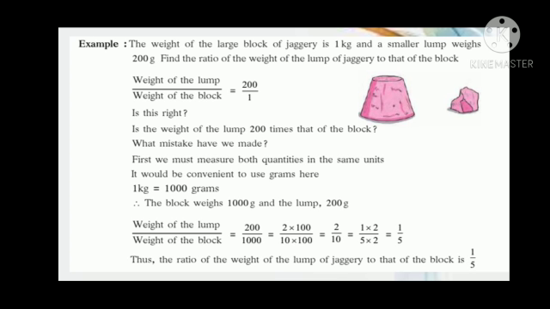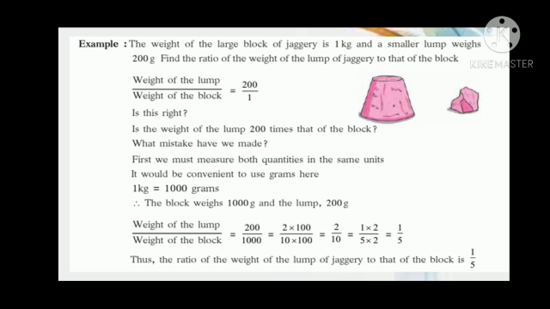The weight of the lump is 200 and the weight of the block is 1. Is this right? Is the weight of the lump 200 times that of the block? What mistake have we made? We can see here that the weight of the block of jaggery is in kgs, that is 1 kg, and the lump weighs in grams. So we need to convert either of the quantities in kg or in grams.